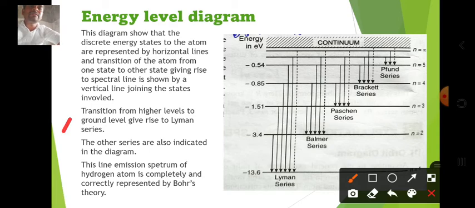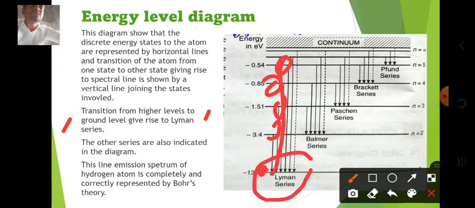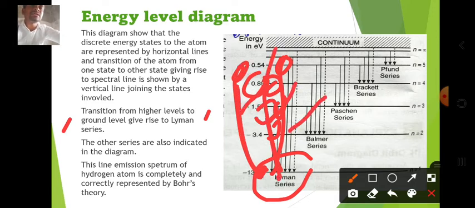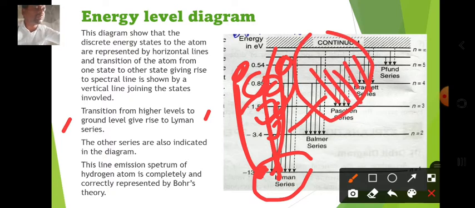Transitions from higher energy levels to the ground level give rise to the Lyman series. Whether the electron jumps from here, here, or here to the ground level, energy is released each time. So many energies form a spectrum that contains many frequencies, or different wavelengths. That was observed by Lyman, so it is called the Lyman series, right?